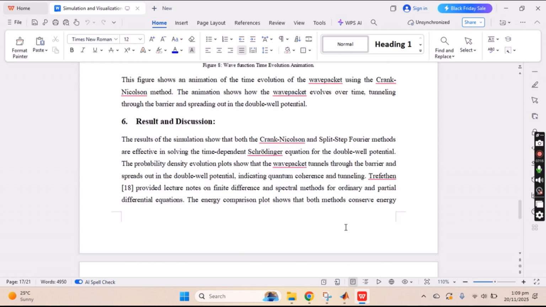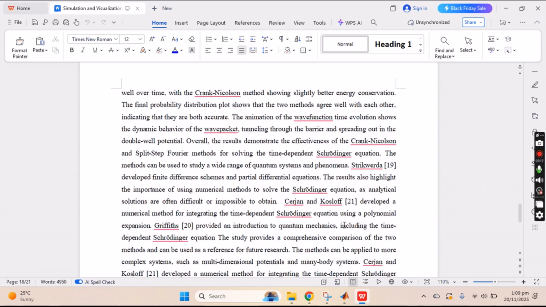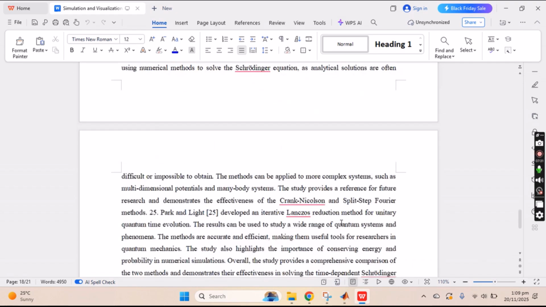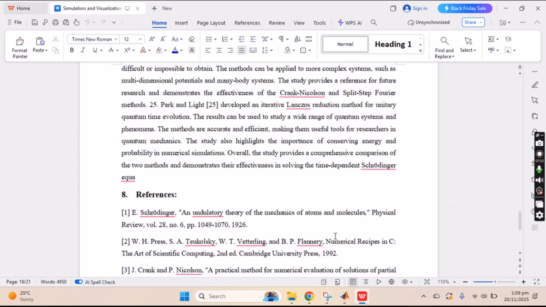These are the results and discussion, and the overall results demonstrate the effectiveness of the Crank-Nicolson and split-step Fourier methods for solving the time-dependent Schrödinger equations. Here is a conclusion, and references are also added.